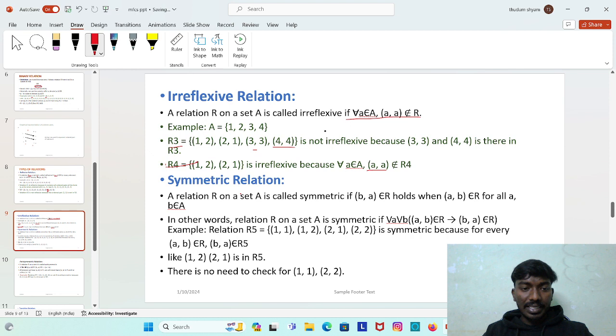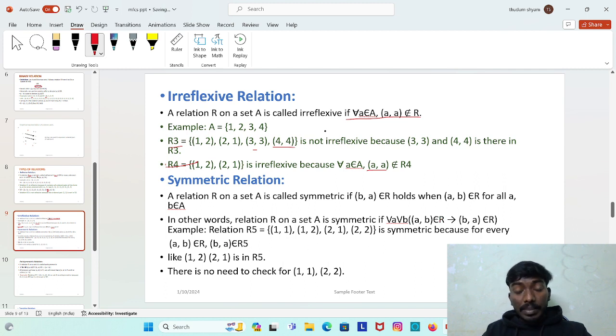Another one is the symmetric relation. The definition of a symmetric relation is: a relation R on a set A is called symmetric if b comma a belongs to R whenever a comma b belongs to R, for all a and b belonging to A. In other words, if a comma b belongs to R, then b comma a belongs to R.